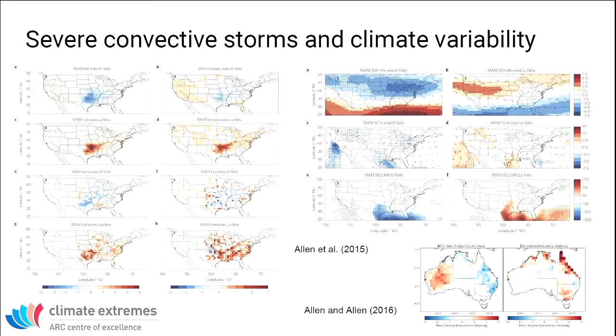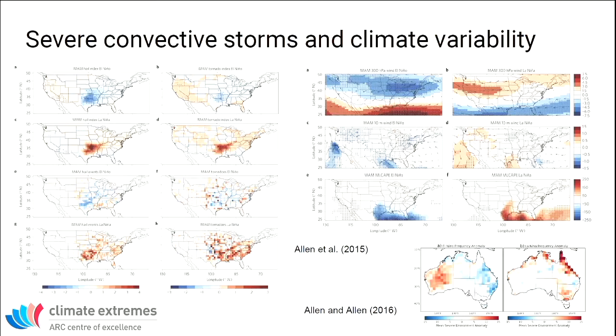And there's similar work that's been done. All of this is by a guy called John Allen, who was a PhD with Kevin Walsh at Melbourne. He's now based in the US, but he's done lots of work on this kind of stuff. And he also showed that in Australia there is an enhancement of severe probabilities in El Nino in Western Australia, and in La Nina in southern Victoria and along the Queensland coast.